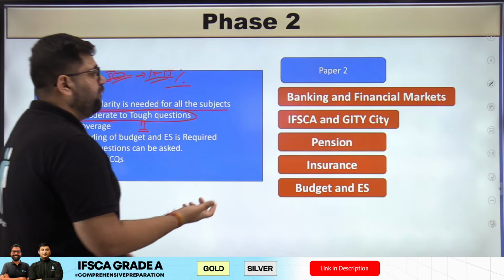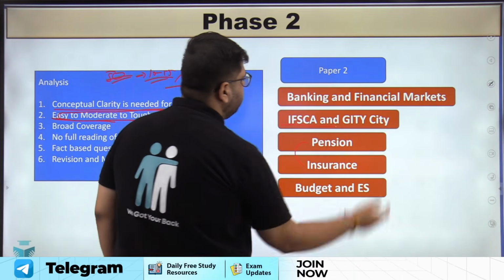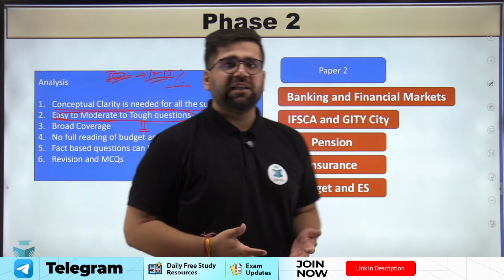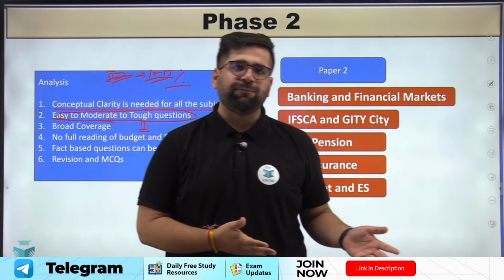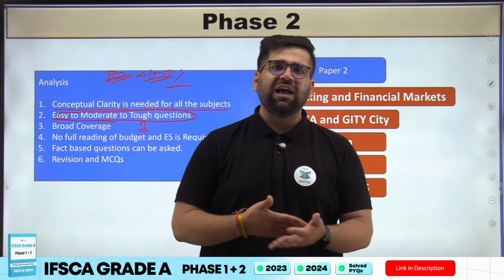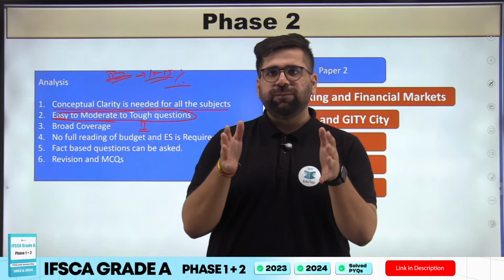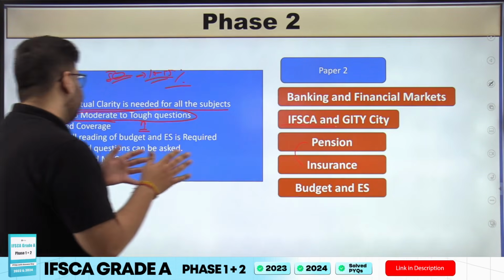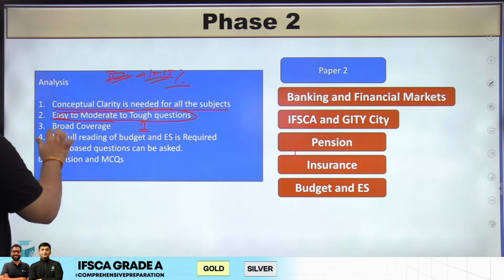And tough questions can come from pension and insurance, or even from the IFSC Act, because in pension there are multiple schemes, right? For example APY, for example NPS, the UPS is also in news. So they can ask you multiple things, but we have to keep ourselves limited, right? Moreover, my friend, you have to focus on broad coverage.